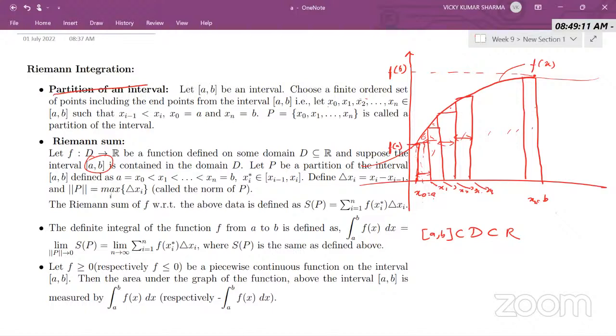Basically this interval. Now let P be the partition of an interval. Now what is this P? P is a partitioning of this interval, and how is this defined? So partitioning of an interval is basically defined over here.